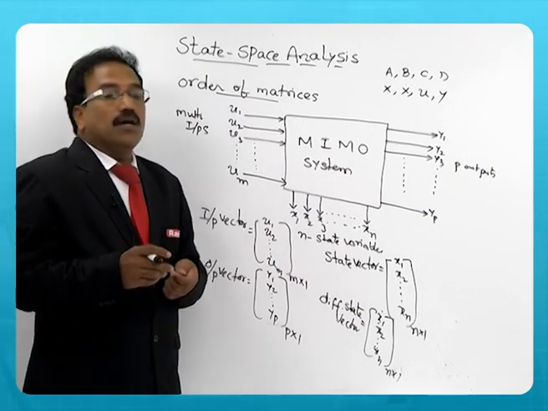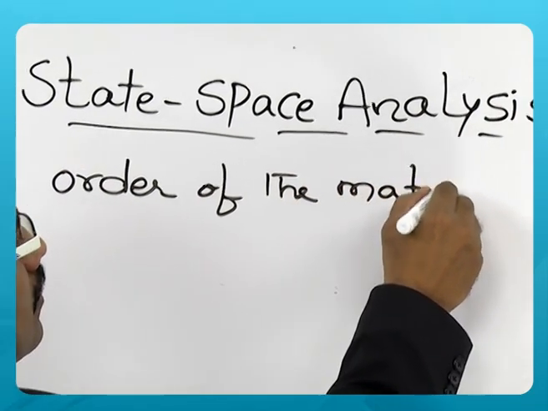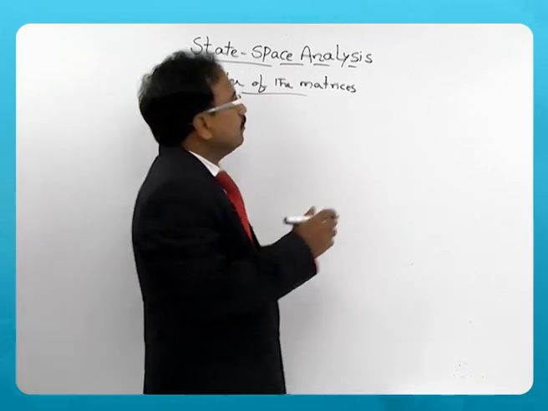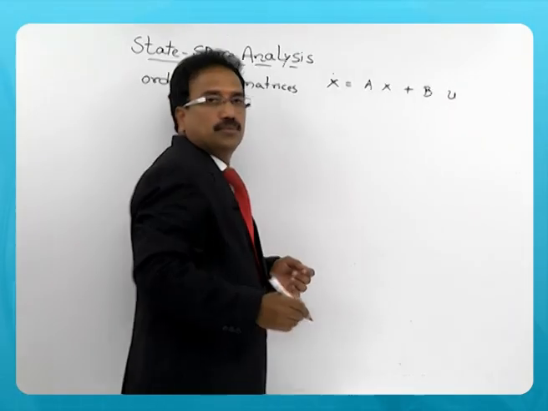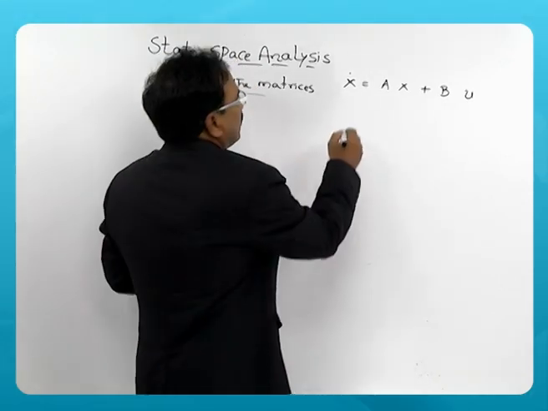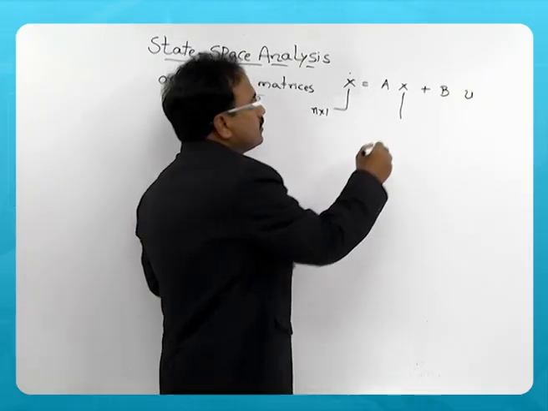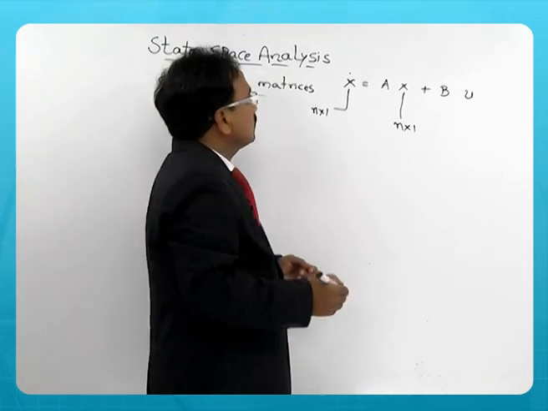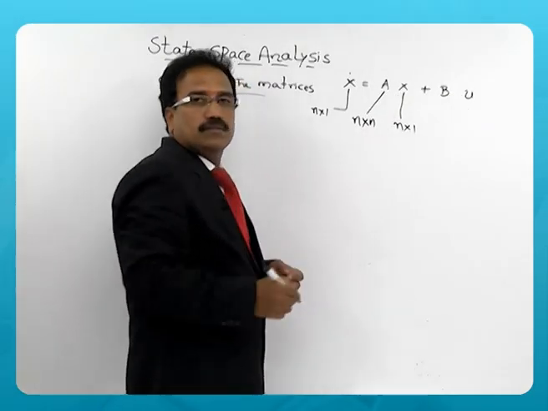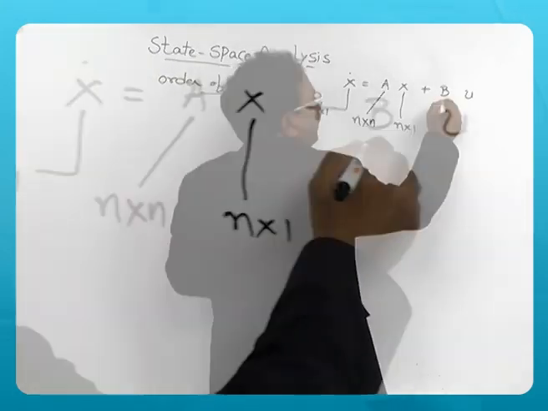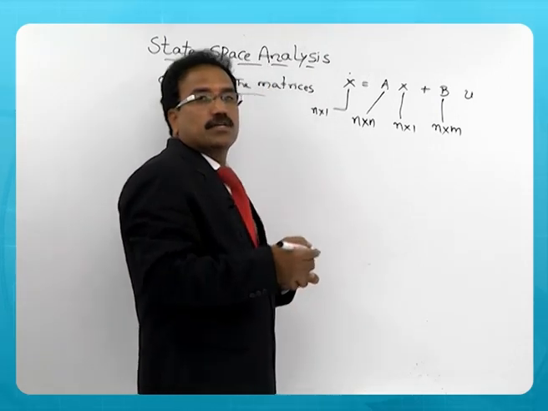Now coming to the order of the matrices. To know the order of the matrices of the state model, which is given by the state equation x dot equal to Ax plus Bu, this x dot has a dimension of n cross 1, where n is the number of state variables, like x. X is also a state vector. Both have the same dimensions. Now the A matrix is the state matrix. So the dimension of the A matrix is n cross n, whereas B is known as the input matrix. So n cross m, where m is the number of input variables.